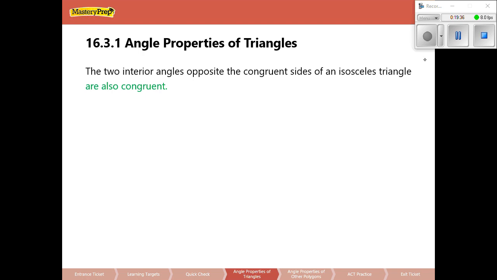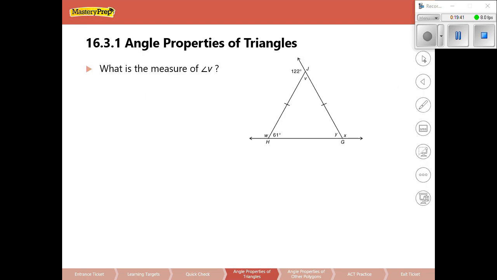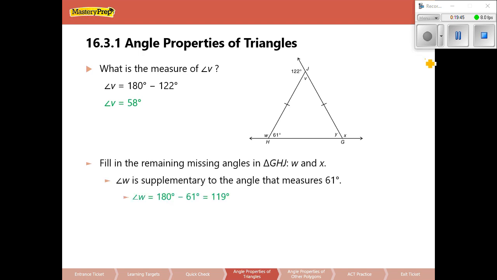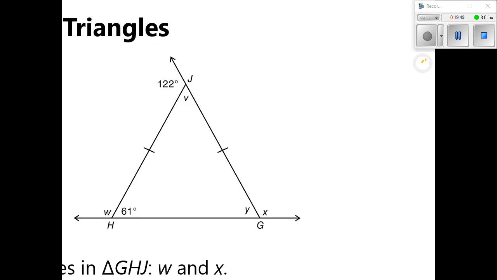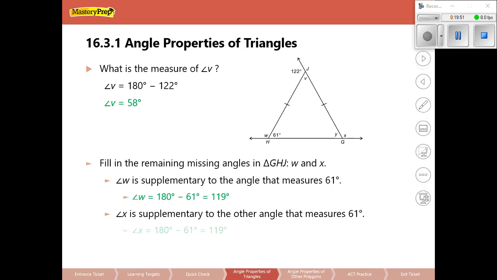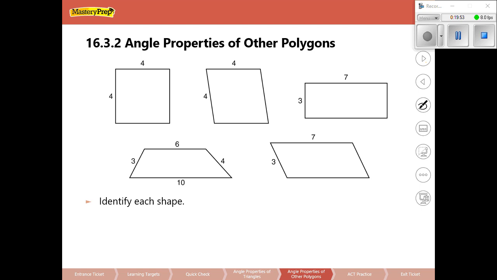Two interior angles opposite the congruent sides of an isosceles triangle are congruent. Well, we actually did all of this. Apparently I can zoom. Okay. We'll identify these shapes here and then we're done for today.